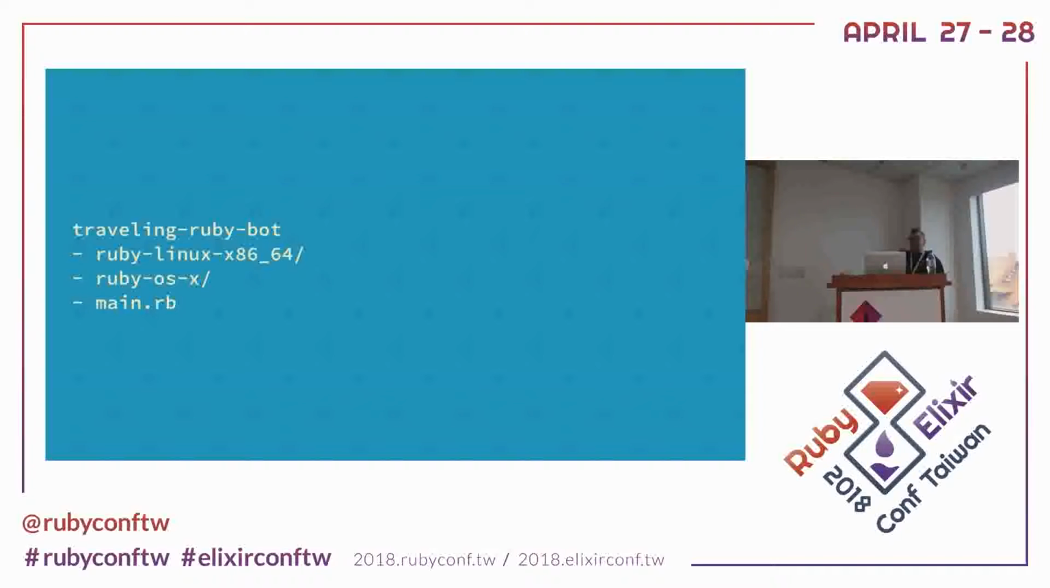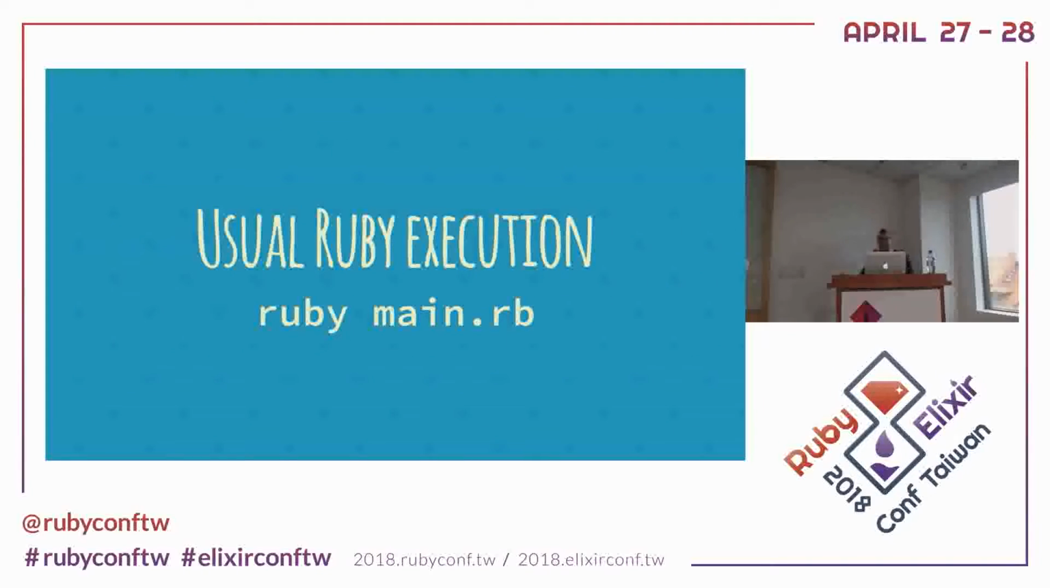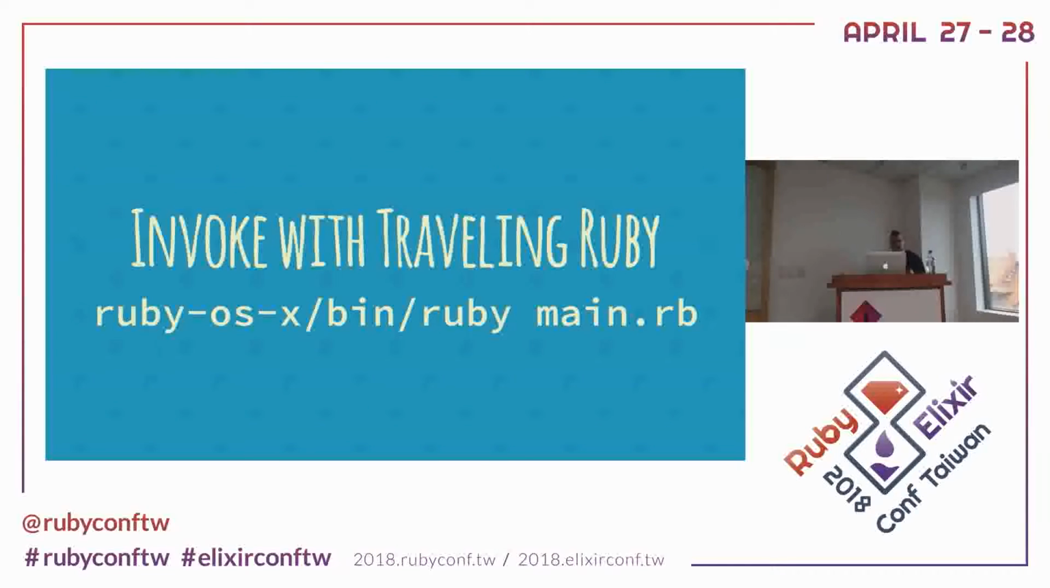Usual Ruby execution, if you use the Ruby that's installed on your laptop, would look like this: ruby main.rb. However, if you wanted to invoke it with the executable you got from Traveling Ruby, you would just invoke it like this: OS X /bin/ruby main.rb. And that's pretty cool. Or if you're running it on Lambda, you would call the Linux precompiled binary.